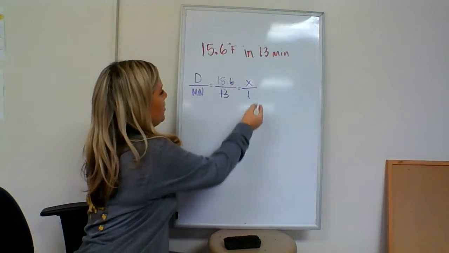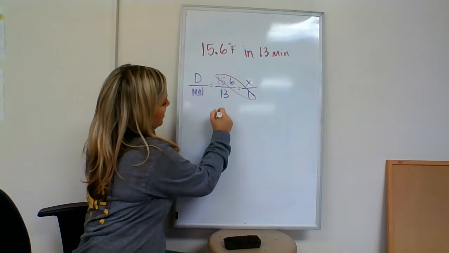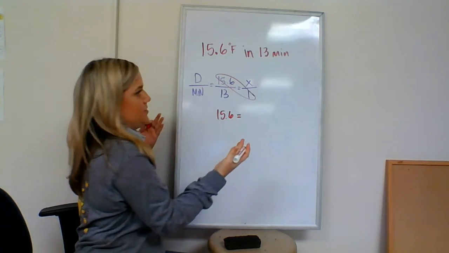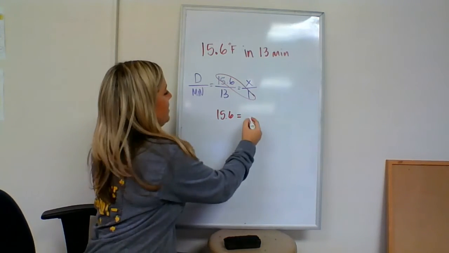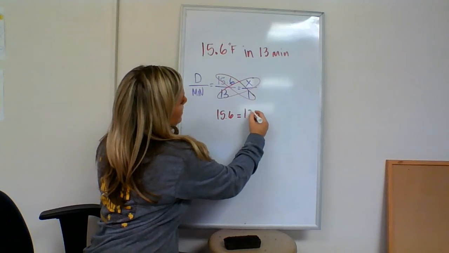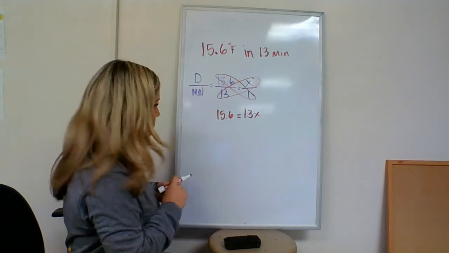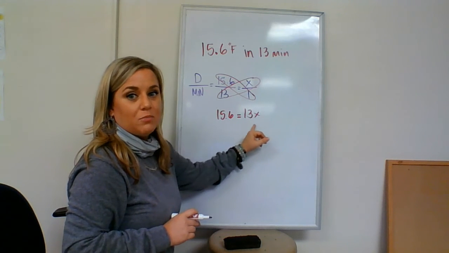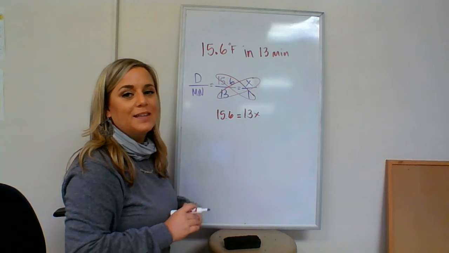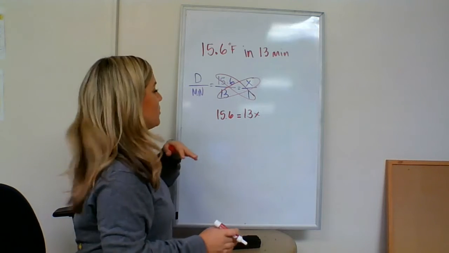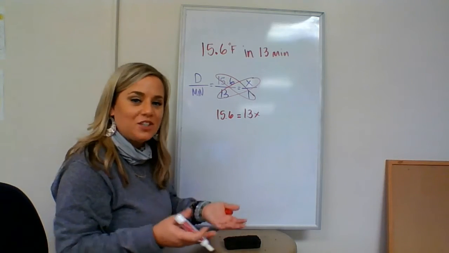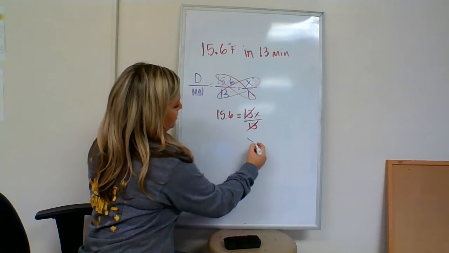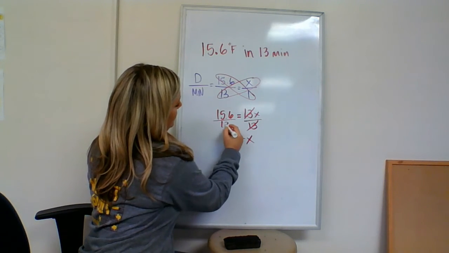All right, so we are going to cross multiply here. And we have 15.6, because 15.6 times 1 is 15.6. And then we're going to cross multiply here, and we have 13 times x. Now, like I said before, there is an invisible multiplication symbol here. We've got to get rid of it, and the only way to get rid of it is to undo it. The only way to undo multiplication is to do the opposite, which is division. So we're going to divide by 13. That gets rid of it, and now it's just x. And then we got to come over here and divide by 13.